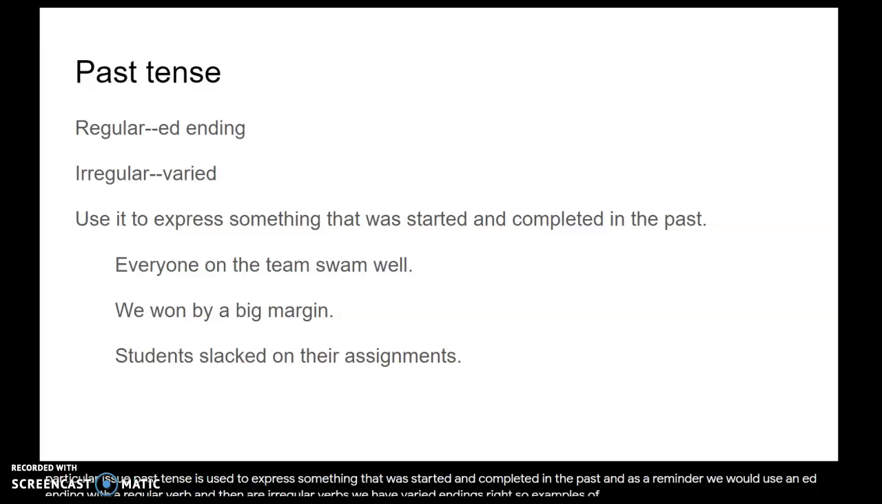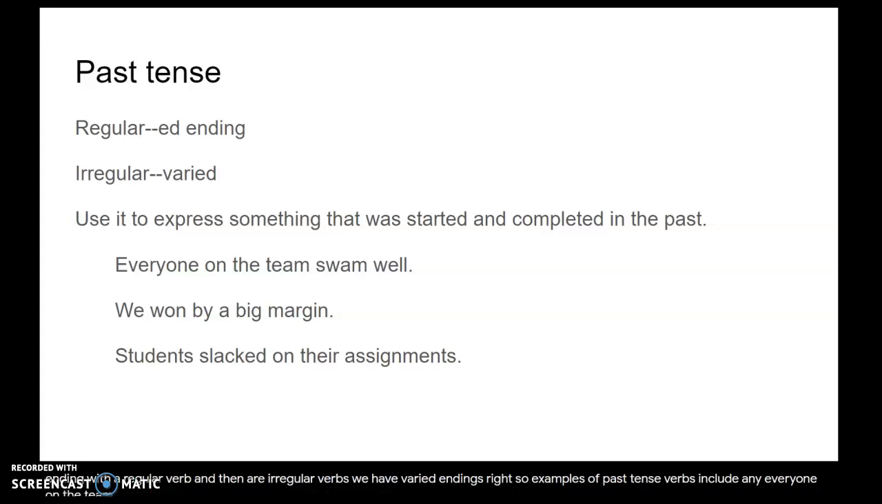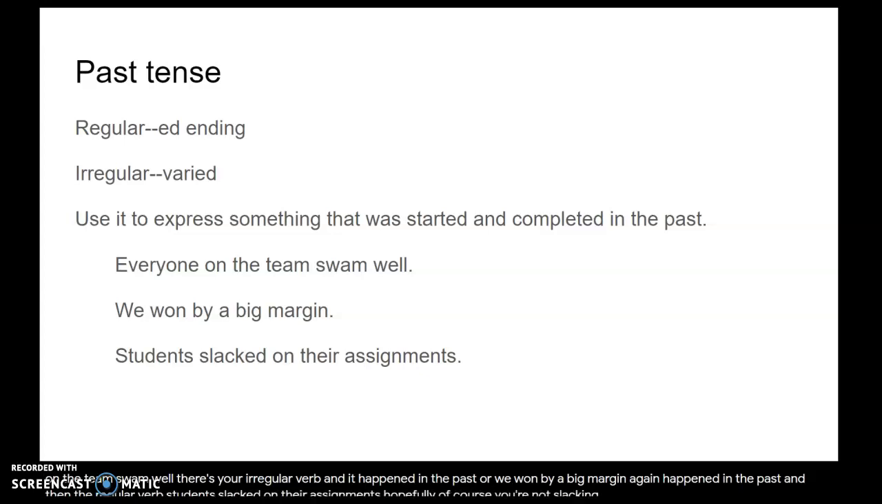So examples of past tense verbs include "everyone on the team swam well." There's your irregular verb, and it happened in the past. Or "we won by a big margin," again, happened in the past. And then the regular verb, "students slacked on their assignments." Hopefully, of course, you're not slacking, but if that were in the past, it would be slacked.